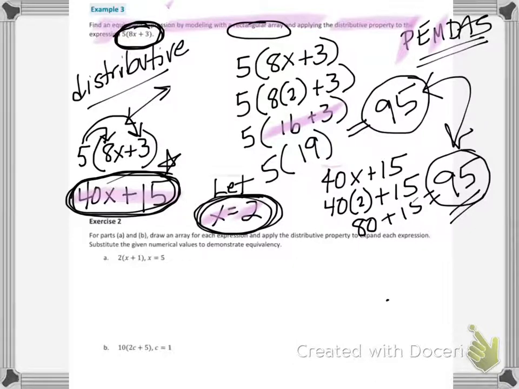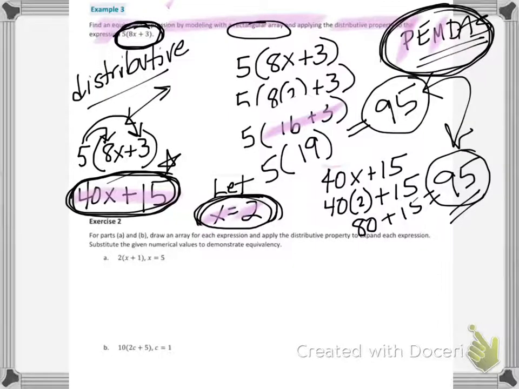We couldn't just simply go 5 times 16 plus 3. We couldn't do it that way. You needed to pay attention to what we call the order of operations. And if you don't have that down yet, please make it a point to do so.